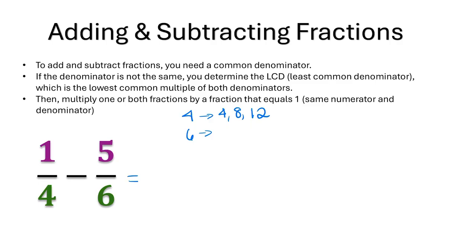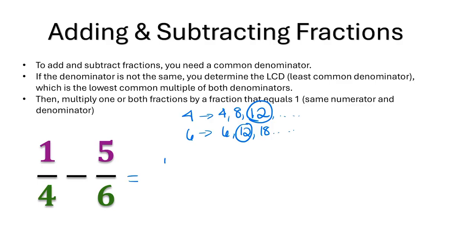Because if we do the multiples of 4, you can see we have 4, 8, 12, etc. And for 6, we have 6, 12, 18, etc. So you can see that 12 is actually the lowest common multiple that they have. So we're going to go ahead and turn our denominators into that. So we want to turn both our denominators into 12.